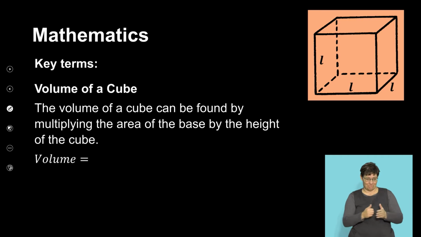The first shape that I'm going to talk about finding the volume of is the volume of a cube. So the volume of a cube can be found by multiplying the area of the base by the height of the cube. And we know that this is going to work, everyone, because cubes have 90-degree angles at each of their corners. So this height will be a perpendicular height.